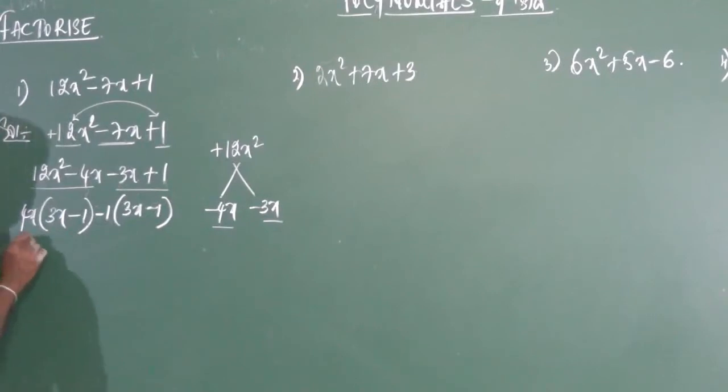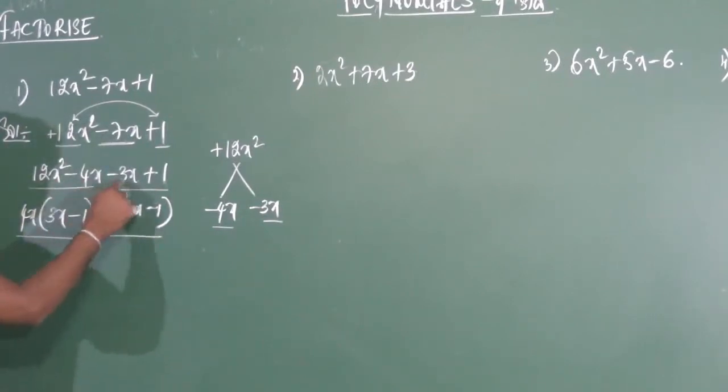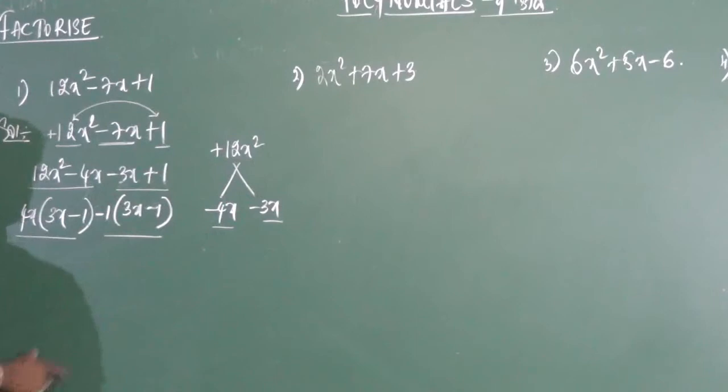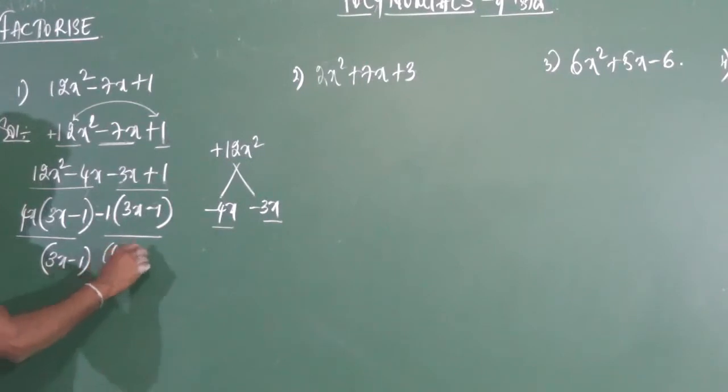Now we have two terms, out of the 4 terms. Out of these two terms, what can we take as common? Here we can take 3x minus 1 as common, and we are left with 4x minus 1.